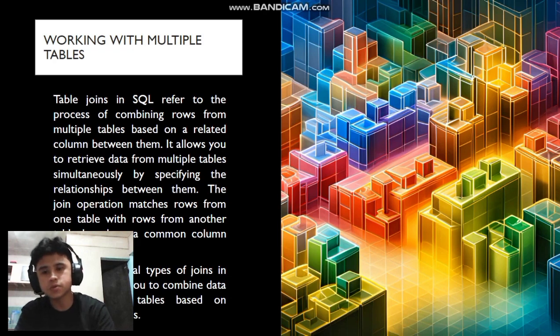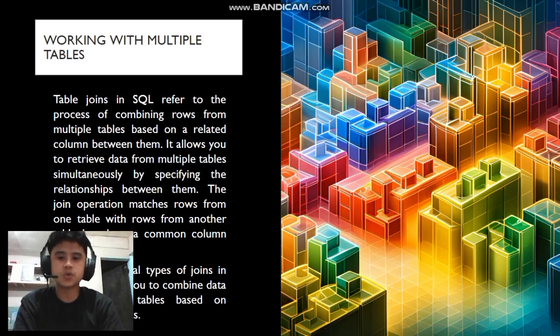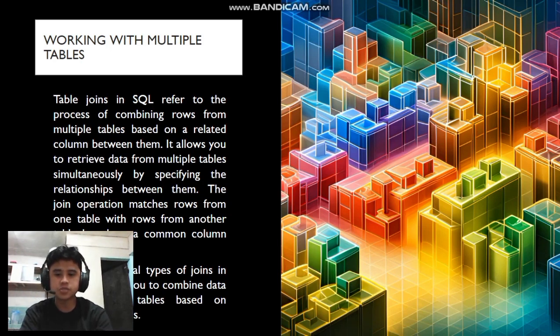So moving on to the next part, working with multiple tables. Table joins in SQL refer to the process of combining rows from multiple tables based on related columns between them. It allows you to retrieve data from multiple tables simultaneously by specifying the relationship between them. The join operation matches rows from one table with rows from another table based on a common column or columns. There are several types of joins in SQL that allow you to combine data from multiple tables based on common columns.